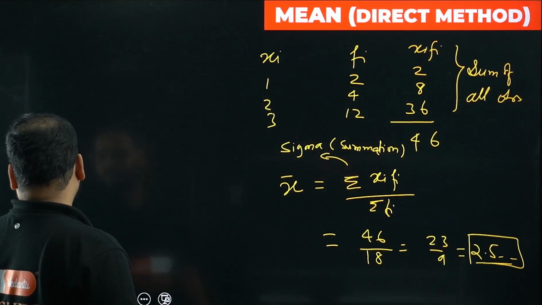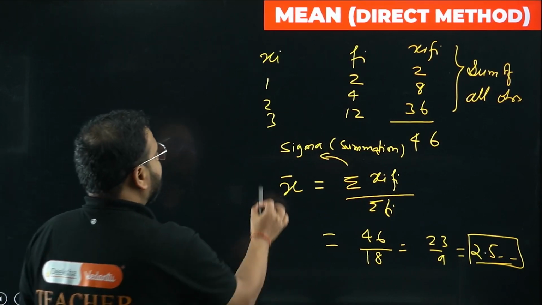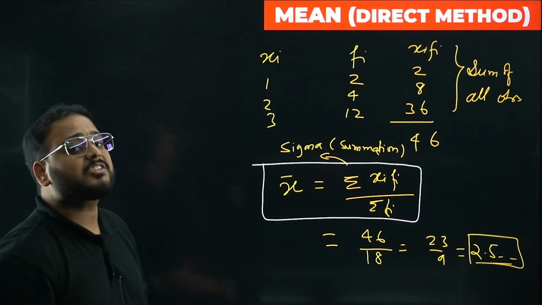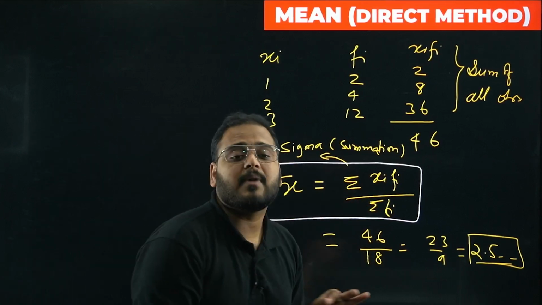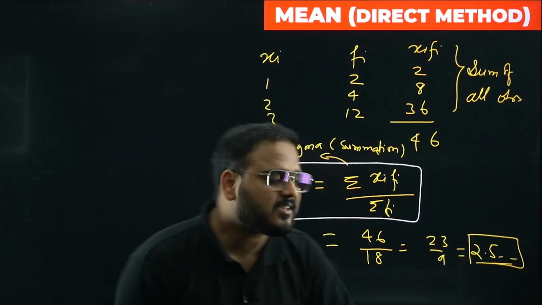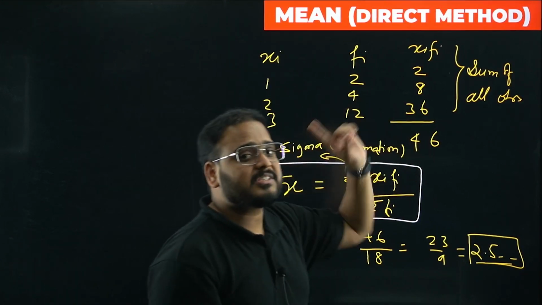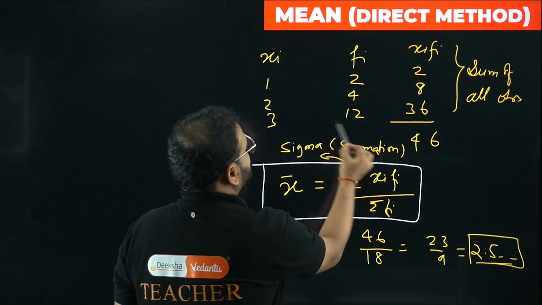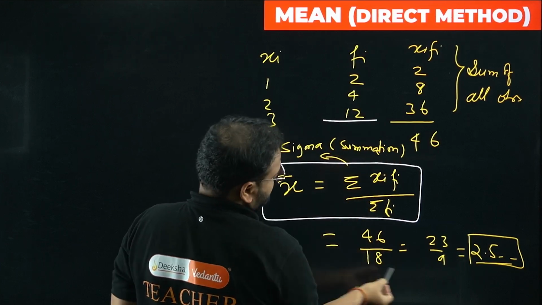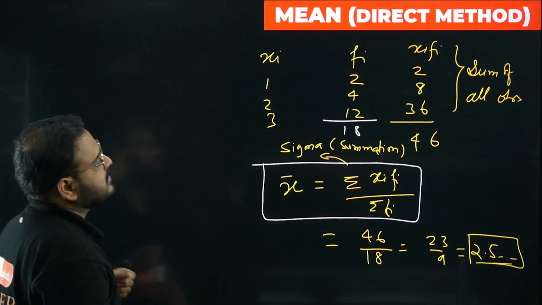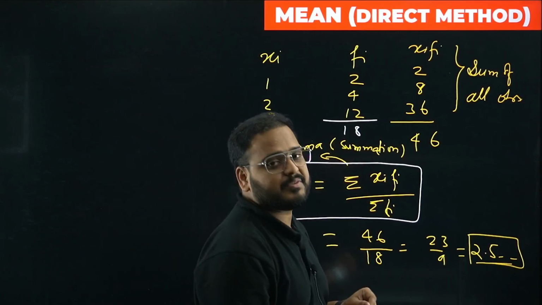This is the main important part over here. X bar equals summation xi fi upon summation fi. Again, we will solve questions on this direct method as well, but just learn this. Very, very important. It is based on the same formula: sum of all observations divided by the number of observations. How much is that? Simply, we got it as 18, right? So the number of observations is 18.